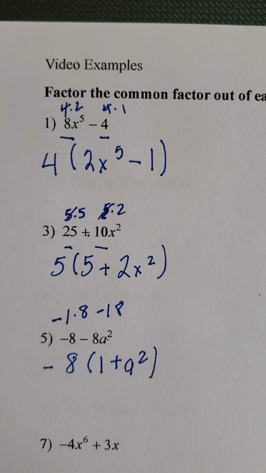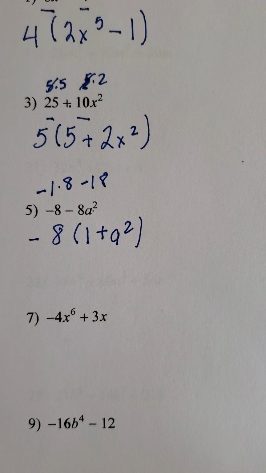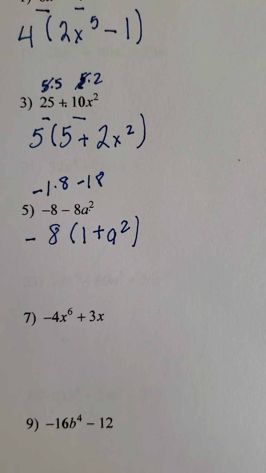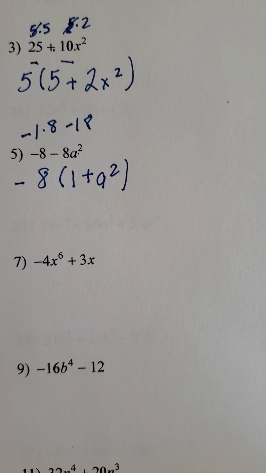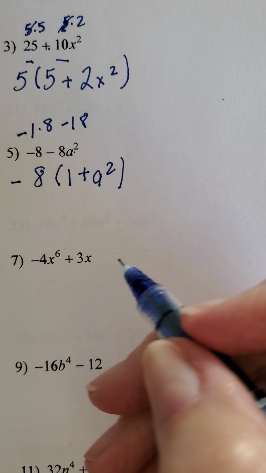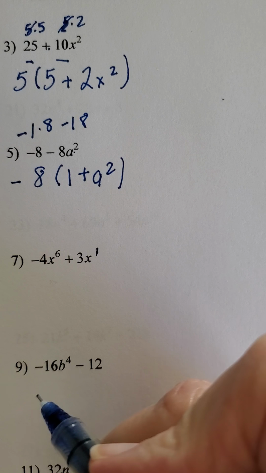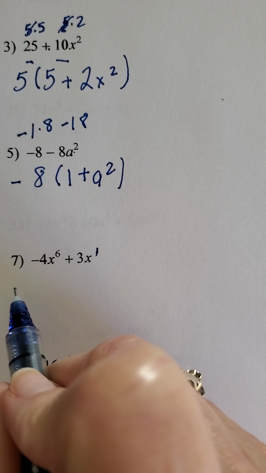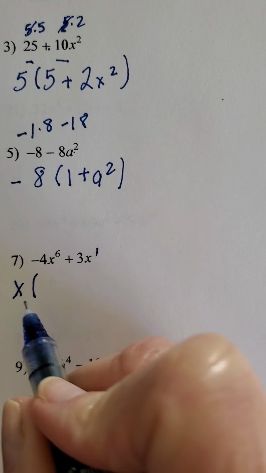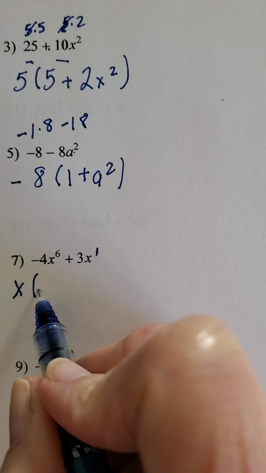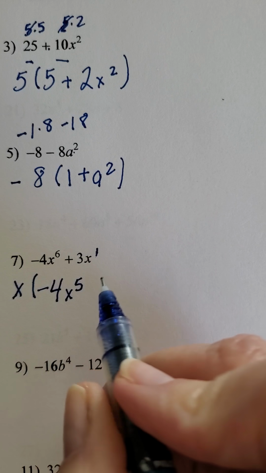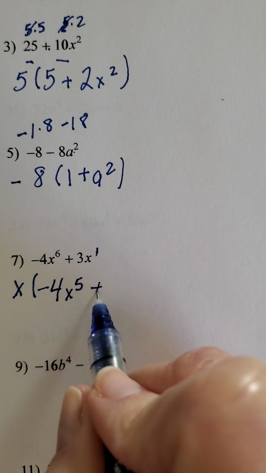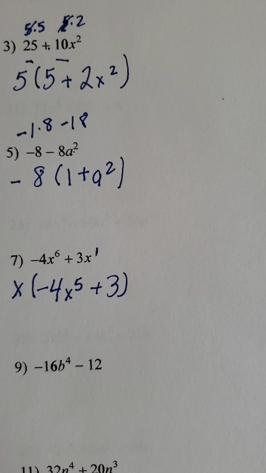Okay. On number 7 here, we don't have any integers in common. The only factor that's common for a -4 and a 3 is 1, and that's just not helpful. So we're not going to use 1 as a common factor. But these both have an x to the first power. If they both have a variable in common, the common one is whatever's the lowest. So x to the first is common, and x times -4x to the 5th equals -4x to the 6th, and x times a positive 3 equals 3x.